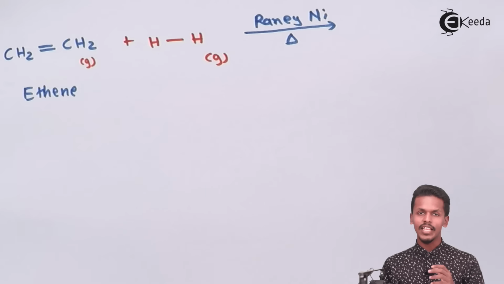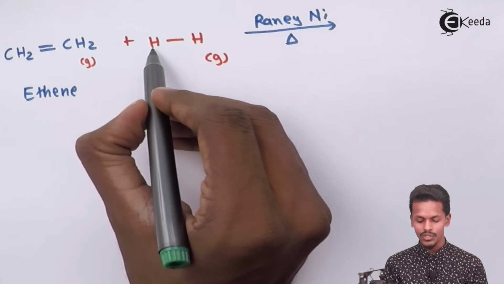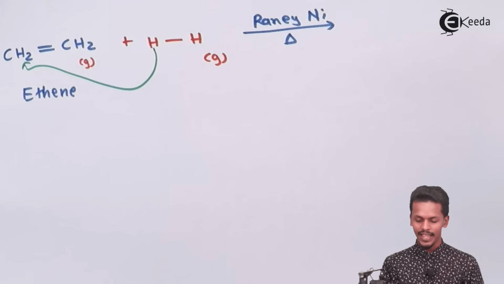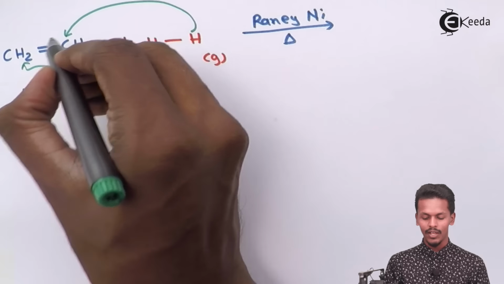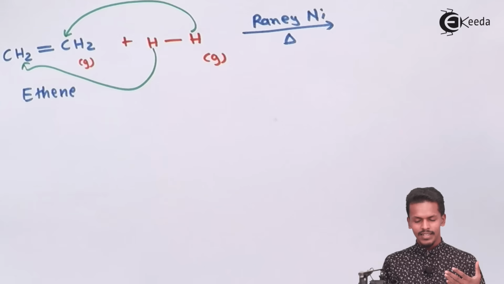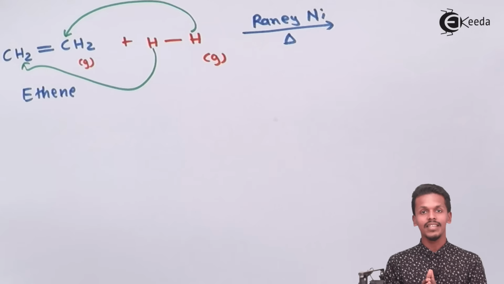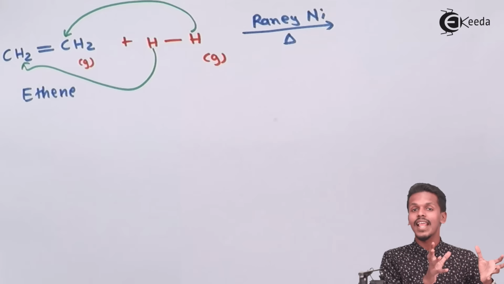So the reaction will take place in this manner, where one of the hydrogens will try to attack the carbon atom, and another one would attack this one. So now this is a simple thing that we have. Whenever we write the reaction, there should be a significance to how the reaction happened.